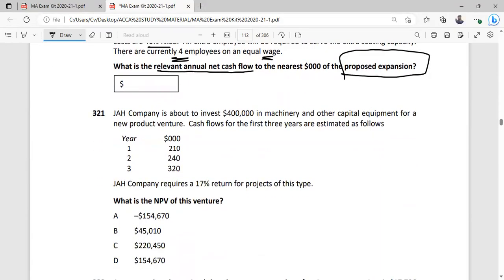Okay. Next one is, JAG company is about to invest $400,000 in machinery and other capital equipment for a new product venture. Cash flow for the first 3 years are estimated as follows. JAG company requires 17% return for a project of this type. What is NPV of this venture? So the investment is 400,000. We have three cash inflows at 17%. Present value at 17%.